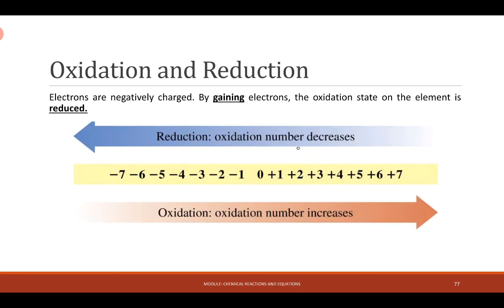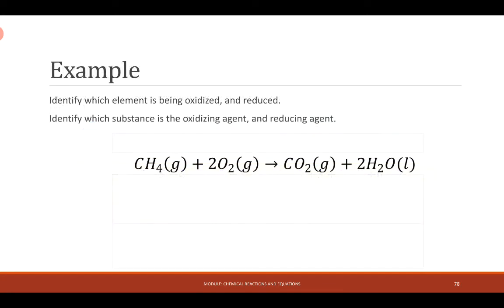Reduction is when oxidation number decreases, and oxidation is when the oxidation number increases. So if we see on our number line that we're moving that direction, becoming more positive, then it's oxidation. If we're becoming lower numbers, then it's reduction. Here's an example problem. It's asking us to identify what's being oxidized and reduced, and then identify what substance is the oxidizing agent and what substance is the reducing agent. So a good practice of our vocab.